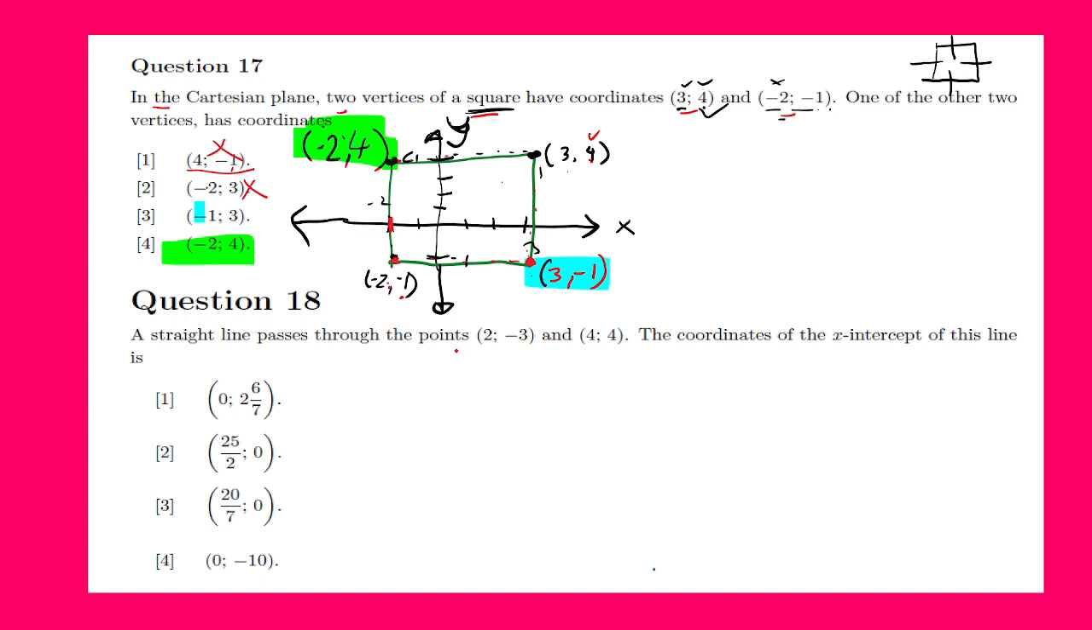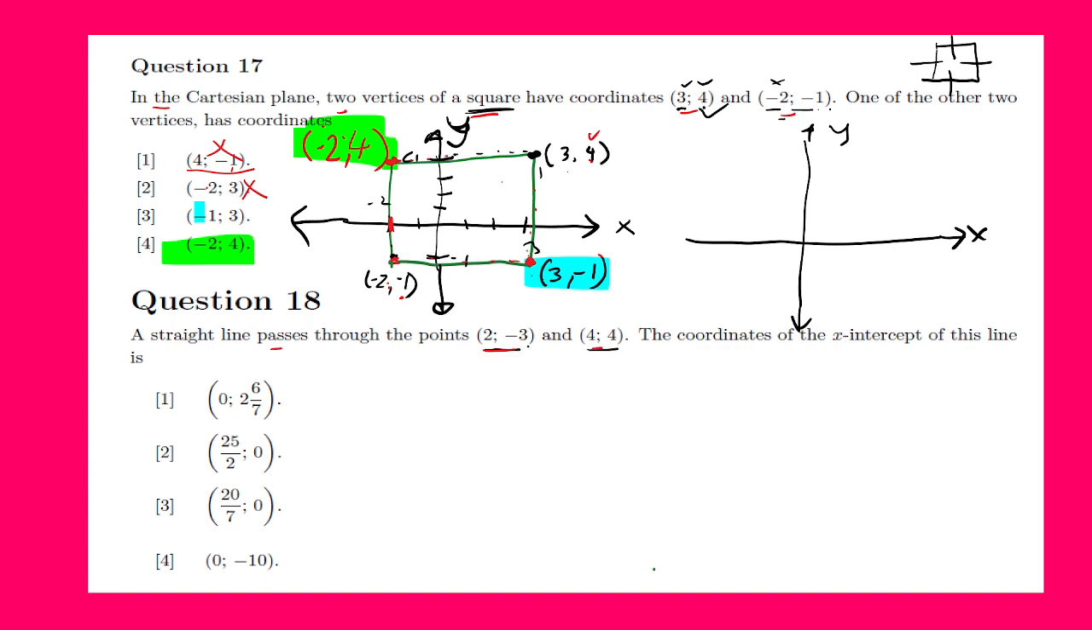Let's go to the next question. They say a straight line passes through that coordinate and that coordinate. So now let's draw our Cartesian plane and then allocate our straight line. Let's assume this is a Cartesian plane here, with the x-axis and y-axis. They say it passes through the points (2, -3) and (4, 4).